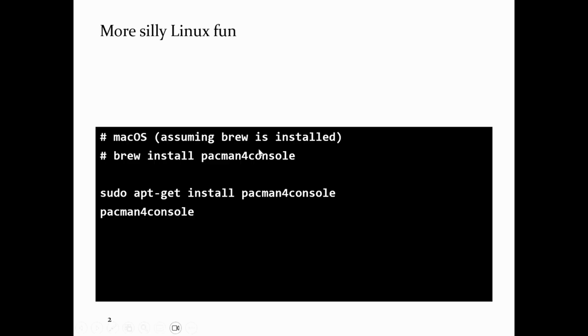Oh, if you want to, you can play Pac-Man in your console. It's not the greatest version of Pac-Man. If you don't know what Pac-Man is, Pac-Man's an old arcade game from when I was a kid. You might have seen it. But you can surprisingly play this in your console. Again, this is really strange that you can do this.